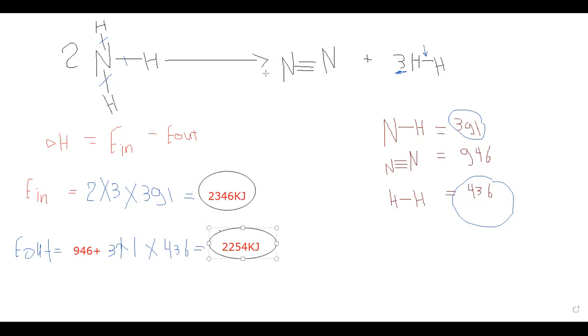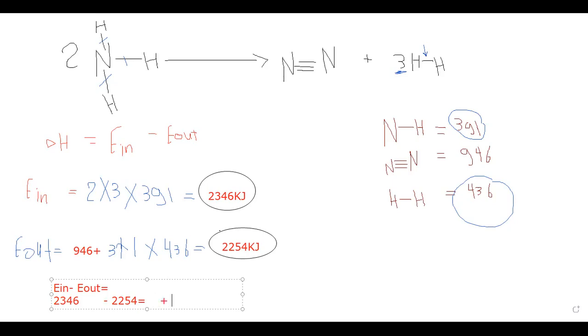Who can tell me what I have to do now? I have to subtract energy in minus energy out. So energy in minus energy out equal. Energy in is 2346 minus energy out 2254. What is the result? 92. Positive or negative? Positive.